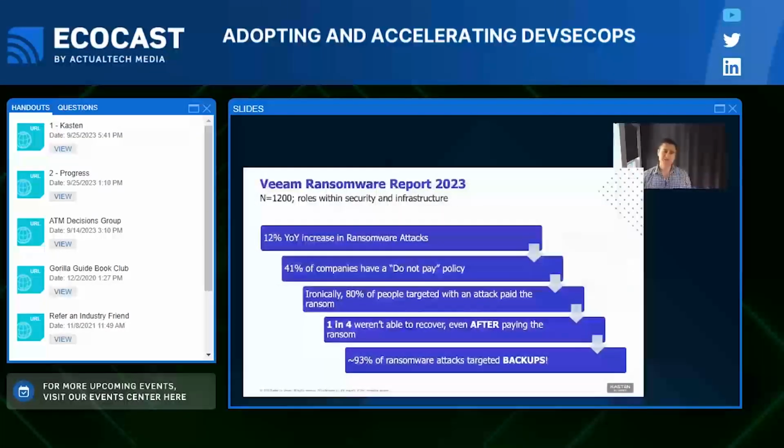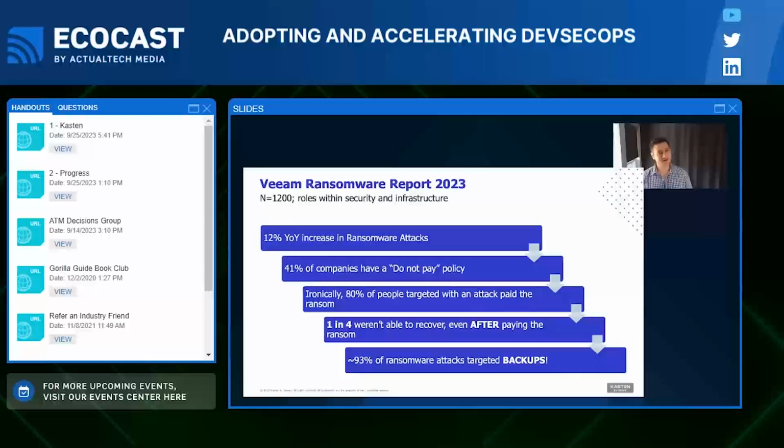So, a recent Veeam ransomware report, just to underscore some of these numbers, shows we're seeing quite a bit of increase. This is actually somewhat out of date: a 12% year-over-year increase in ransomware attacks. This is going up. Over 80% of organizations have seen ransomware attacks in this past year, and again, we suspect that's actually higher now. And 41% of these companies have a do not pay policy. Makes sense, because paying is only going to encourage more ransomware attacks.